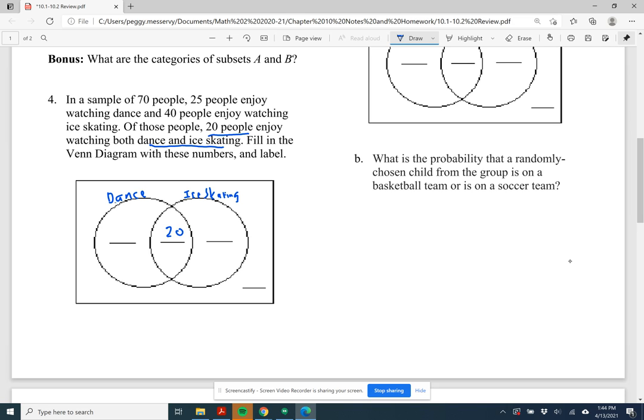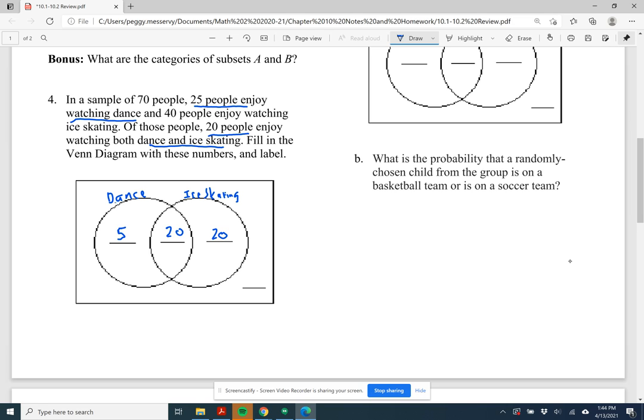Okay, so 20 people enjoy watching both dance and ice skating. So we have 20 in here. 25 people enjoy watching dance. I've already accounted for 20. That means there's 5 over here. 40 people enjoy watching ice skating. We've already got 20. That means there are 20 over here. 20 plus 20 is 40, or 40 take away 20 is 20, right?